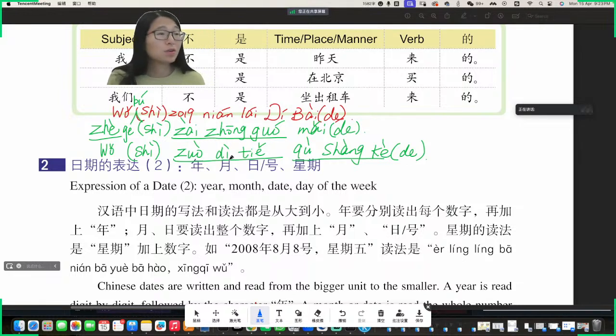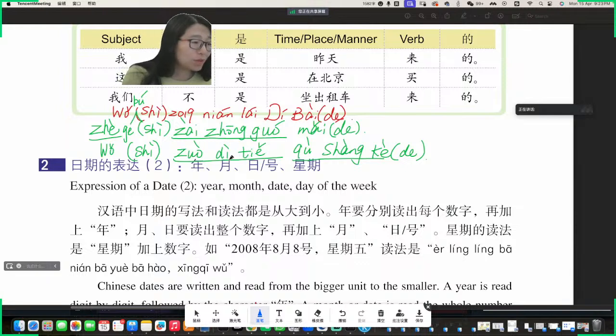I think you're clear. It's not complicated, right, to use this structure. Remember we can use 是...的 to emphasize the time, place, or manner. And you just memorize some example sentences and then try to use them. You read them more than 3 times, and then you get a feeling for how to use it. Then you try to make a very similar sentence. You just do the replacement, and then you know how to use this structure.